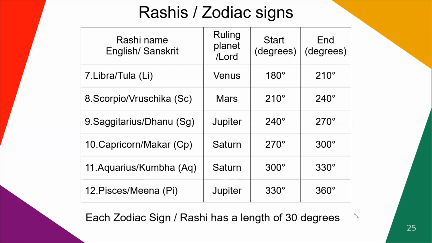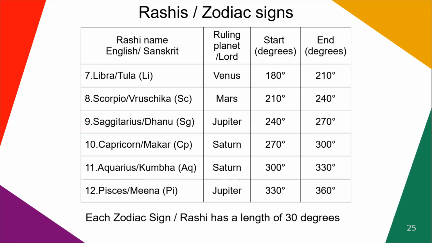degrees. So from this slide, you will notice that each zodiac sign has a particular planet which rules that zodiac sign. You will notice that Sun and Moon rule only one Rashi, while Mercury, Venus, Mars, Jupiter, and Saturn are the lords or rulers of 2 Rashis each. So Sun rules Rashi number 5, that is Leo, while Moon rules Rashi number 4, that is Cancer.